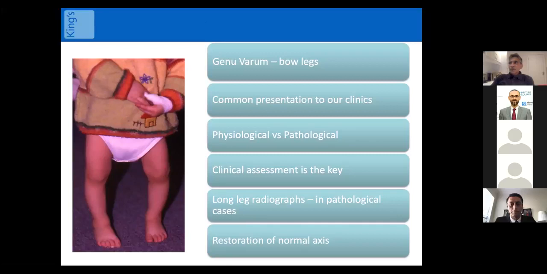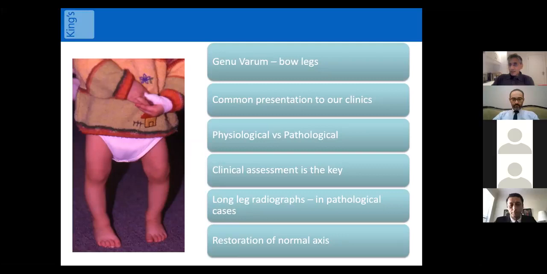So genu varum, I'll start off with this common problem. Bow legs are commonly seen and a common presentation to clinic. Actually, they take more time often. It's often difficult to convince parents that it will go away, etc. You would rather sometimes feel that you could have done the surgery in shorter time than talking to parents, but it must be done. So most of them are physiological, and we'll explore how the physiological deformity pans out.